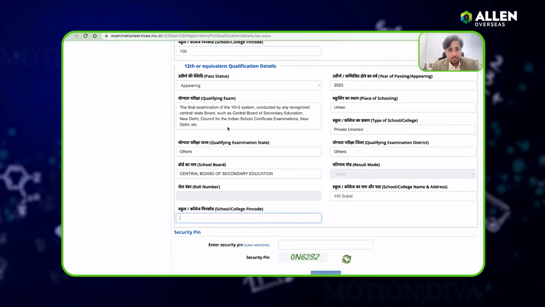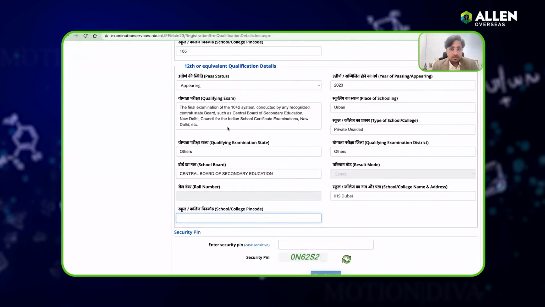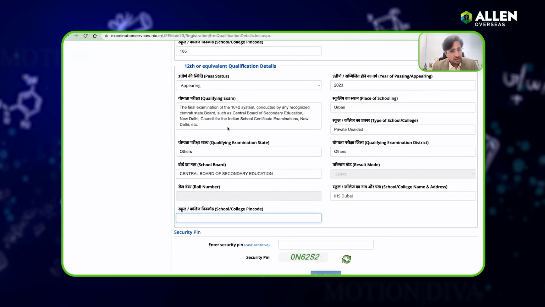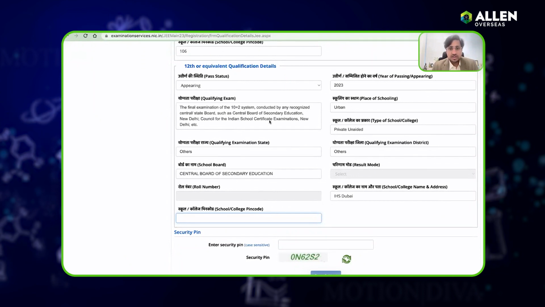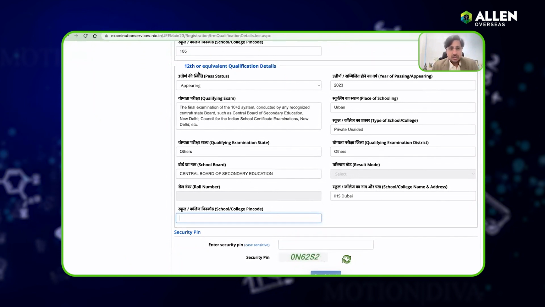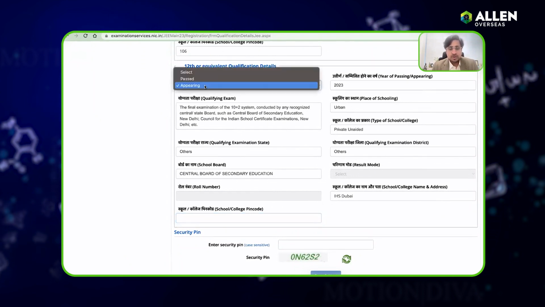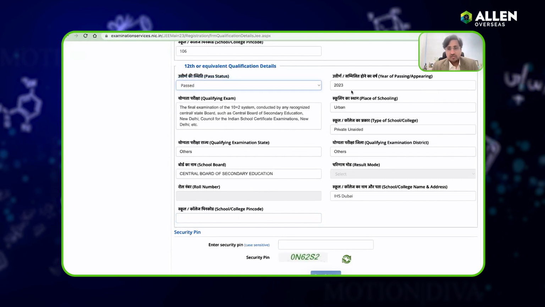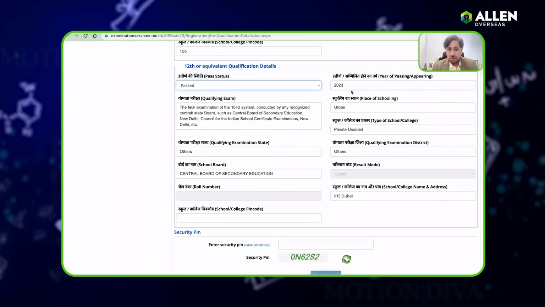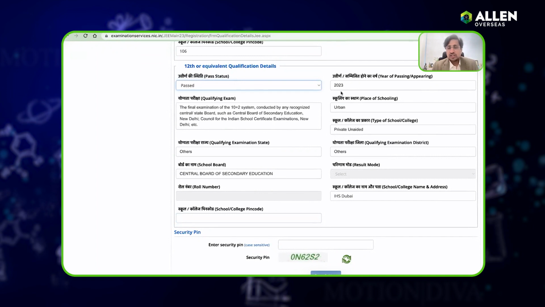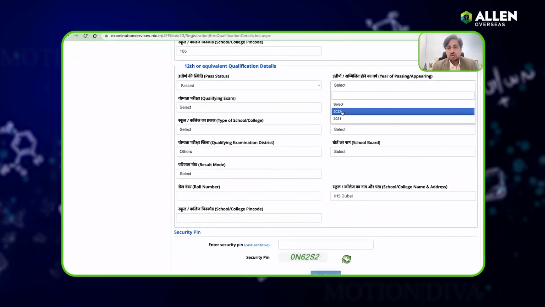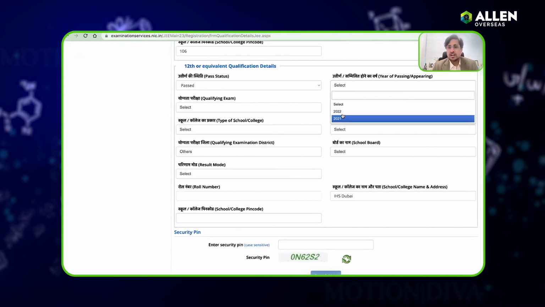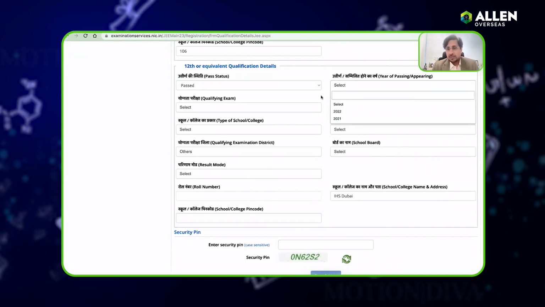A question has been asked, a person who passed 12th in 2021 can participate for JEE in 2023? Yes. I already mentioned earlier in the session also, and here also you can see that if you would be selecting it as passed, it will be giving you 2 years of option, that if you have passed your 12th in 2021 or 2022, see, only these two years are eligible for the examination.